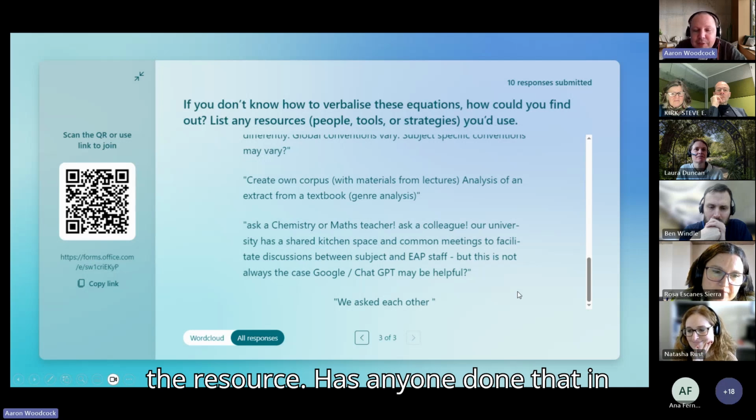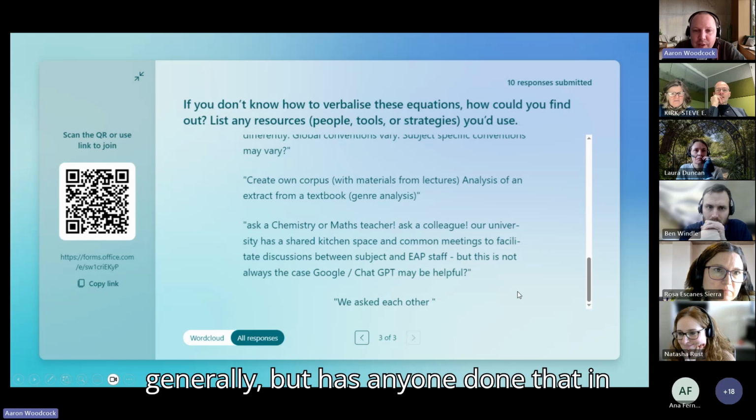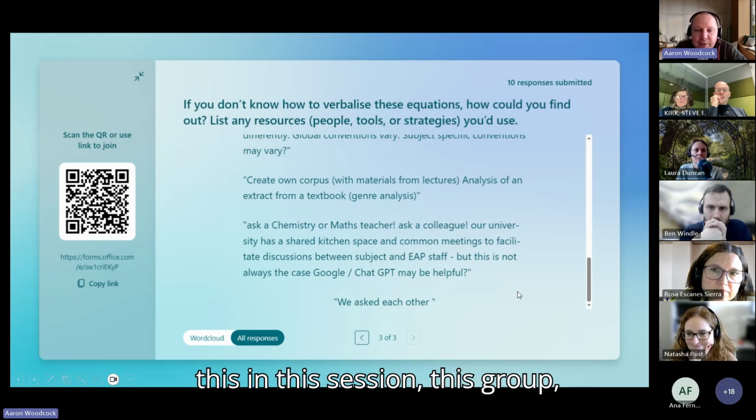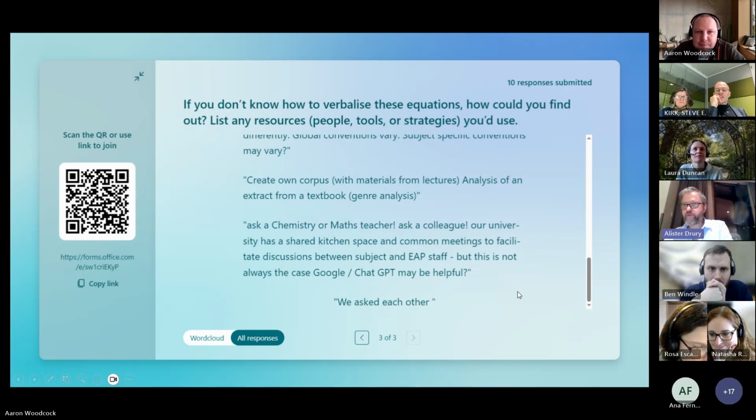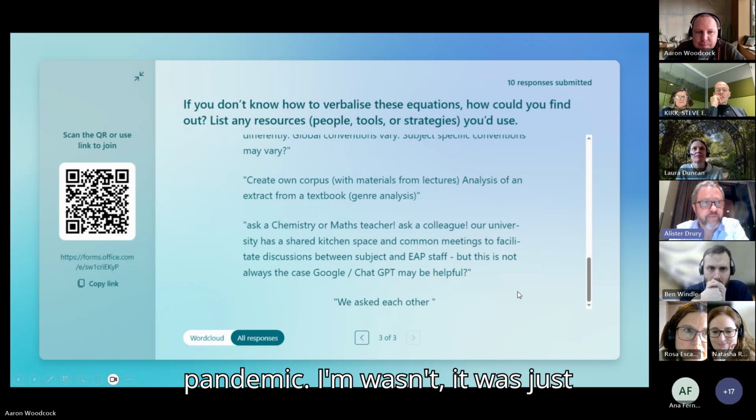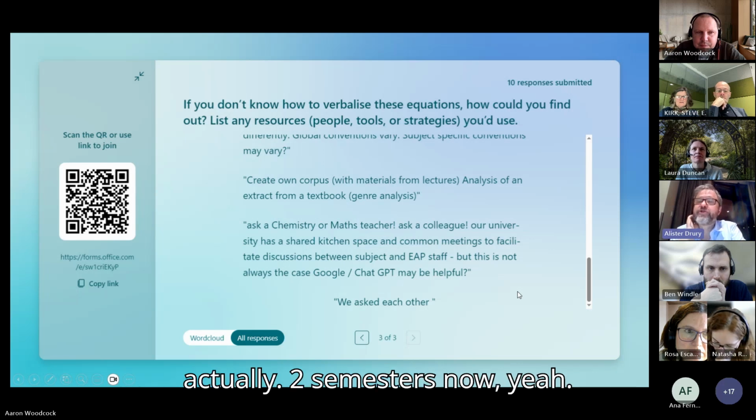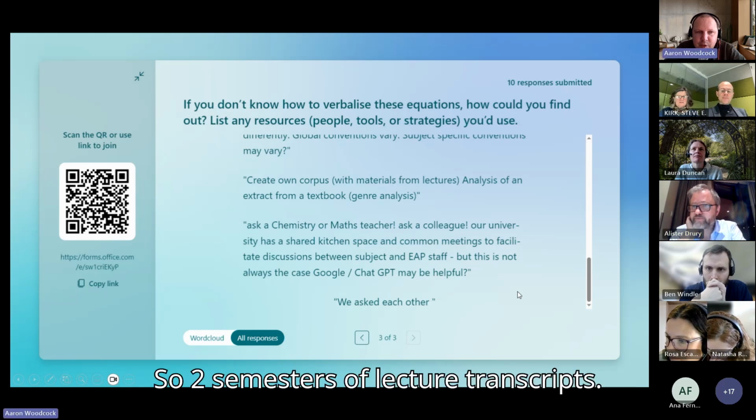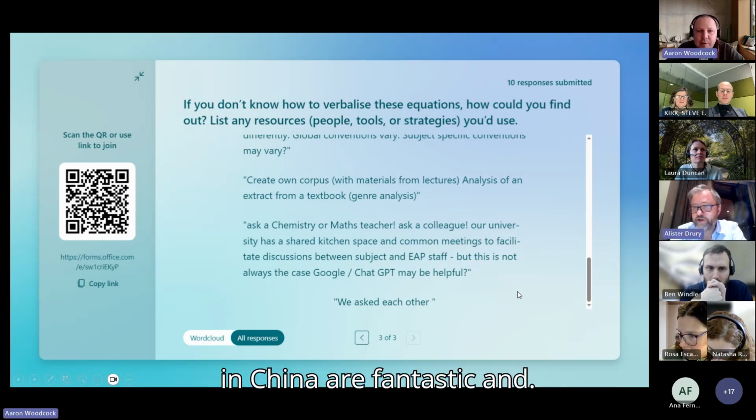Has anyone done that in this session, this group? I know people have generally, but has anyone done that here? Alistair? Yeah, we did it with maths lectures when they went online during the pandemic. It was just one semester. No, we recorded both actually, 2 semesters now. Yeah. So 2 semesters of lecture transcripts. Yeah, undergraduate maths here in China.